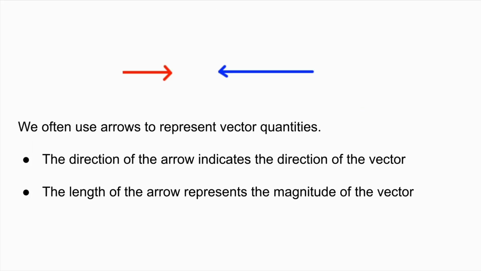Now, we often use arrows to represent vector quantities. It's something you've got to get used to here. So it works like this. The direction of the arrow indicates the direction of the vector. But the length of the arrow, and you've got to be consistent with this on the AP test, indicates the magnitude of the vector. So I look here, I see this blue one, which is pointing in the negative direction, is twice as long as the one that's pointing in the positive direction. So it has twice the magnitude. So if this one was 10 meters per second in the positive direction, this one is negative 20 because it's going in the negative direction and it's twice as long.